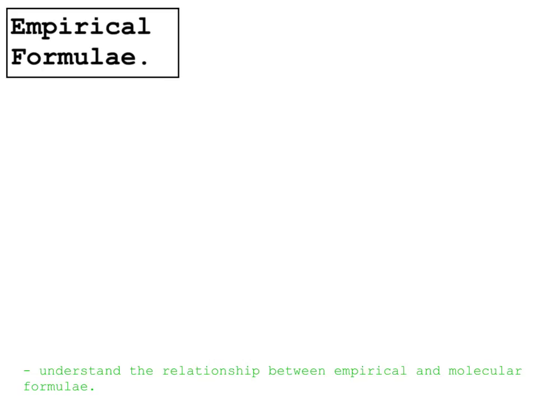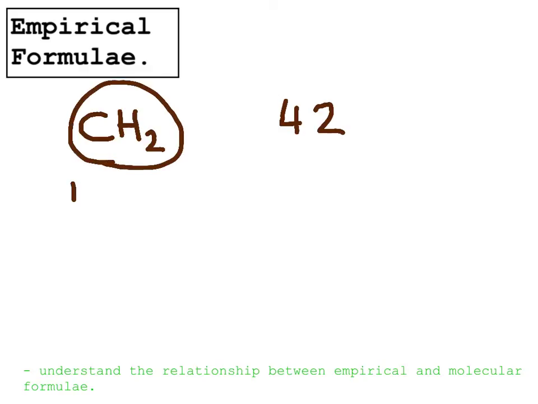So, for example, if we had an alkane and we knew its empirical formula was CH2. And from a mass spectrometry calculation, we worked out that the relative mass of the compound we have was 42. We can now work out what the molecular formula is of the compound, because we know that the relative mass of CH2 is going to be 12 plus 2, which equals 14.